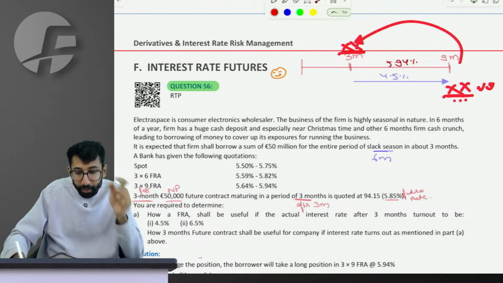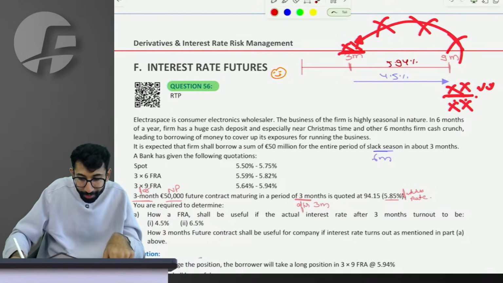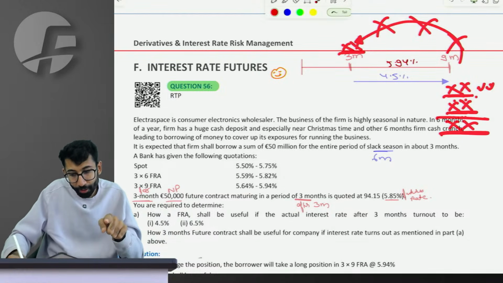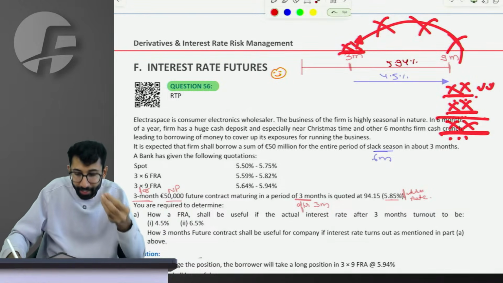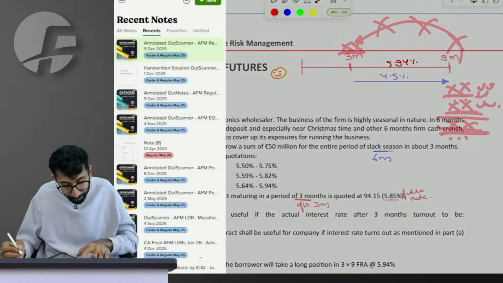Similarly, for FRA, we will not do the present value. We will keep the amount of gain or loss at the end of 9 months only, so that we are able to find out the net amount. We can adjust one amount from the other. So this is what I have specified in the note here.